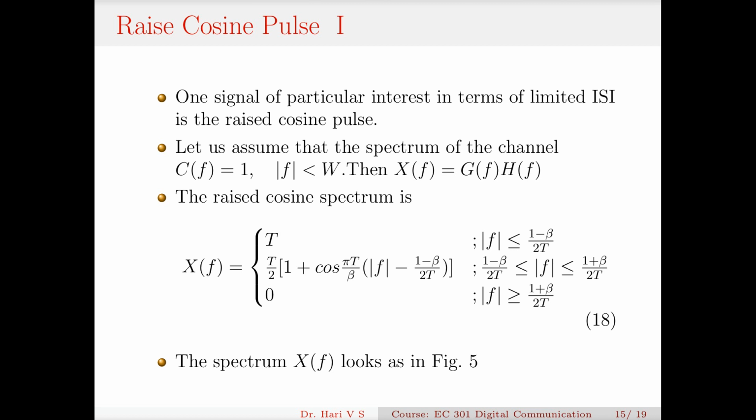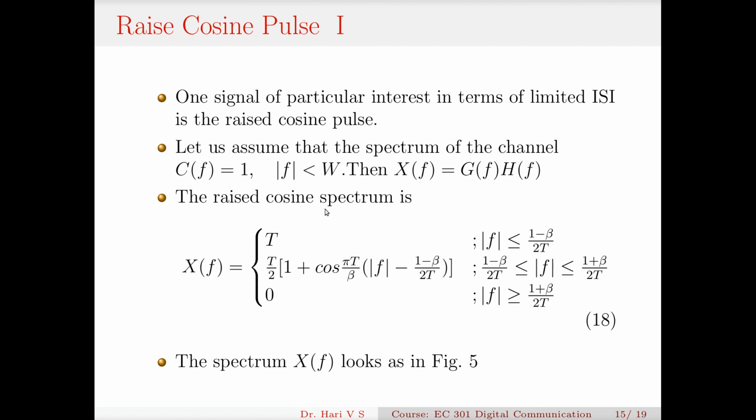Let us assume that the spectrum of the channel is C(f) equal to 1. I don't know about my channel. This is out of my control. So I assume that this is very friendly, that is, C(f) is 1 throughout, within this operating frequency range, |f| less than W. So X(f), which is G(f) times C(f) times H(f), becomes simply X(f) equal to G(f) times H(f).